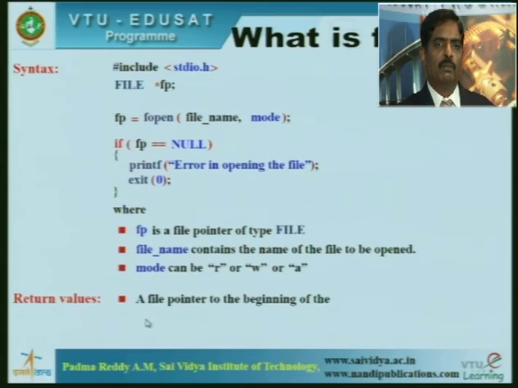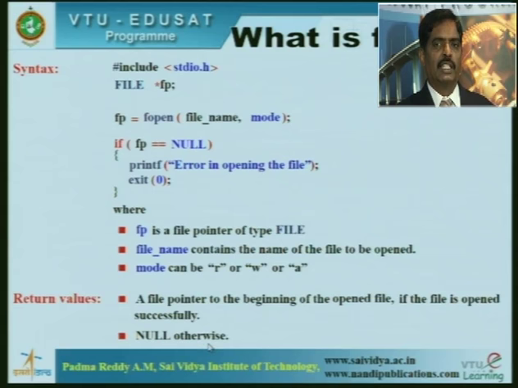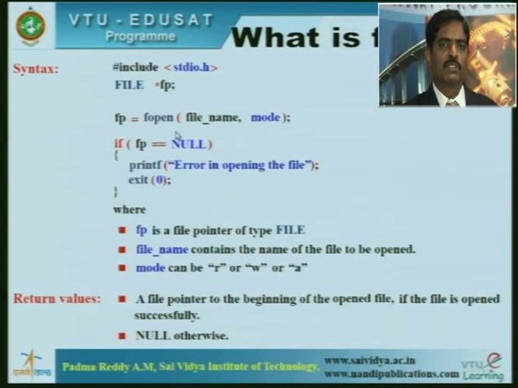So the return value may be a file pointer to the beginning of the opened file if the file is opened successfully, or null otherwise. Now we have seen what fopen is, what the syntax of fopen is, and what will happen when the file is opened successfully or when the file is not opened successfully.